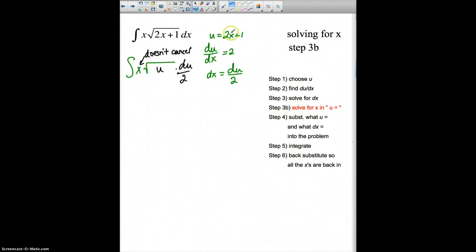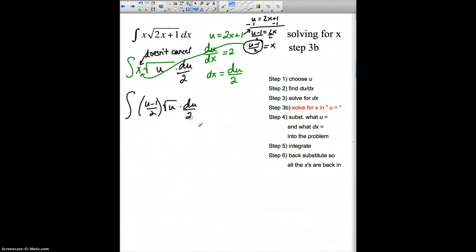Solve for x in the u equation. So in this u equation, we're going to solve for x. So we're going to subtract 1 from both sides. We're going to divide by 2 on both sides. So we get u minus 1 over 2. Substitute that in for the x. So we're going to have the integral of u minus 1 over 2 times the square root of u times du over 2.